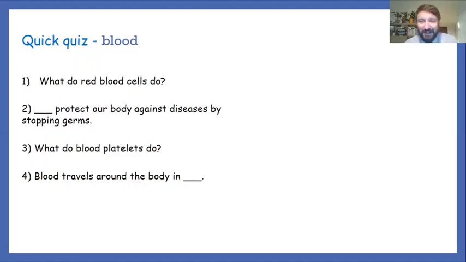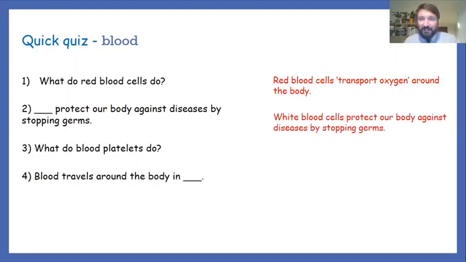Okay, so you're back already. It's so strange because I don't actually pause. Okay, so let's have a look. So what do the red blood cells do? Well, the red blood cells transport oxygen around the body. Something protects our body against diseases and stops germs. Well, we all know what that is. That is the white blood cells protect our body against diseases and germs. If you remember rightly, I was using white chocolate drops there.